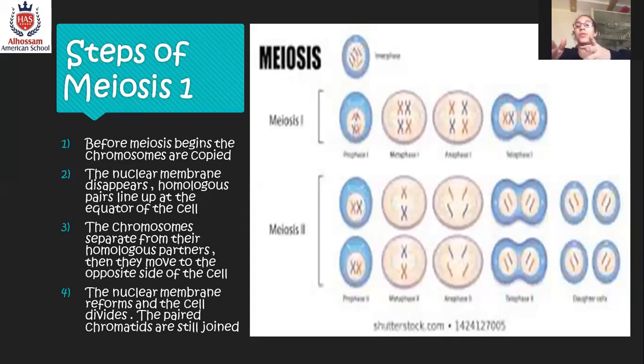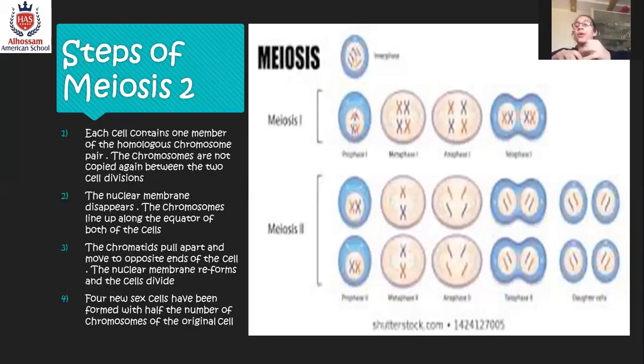That's in meiosis 1. In meiosis 2, there is no interphase. The chromosomes do not replicate before the division. So the division happens right away. So then we have prophase. Again, the nuclear membrane disappears. And then metaphase, the chromosomes align at the center of the cell. And then they start to divide in anaphase.